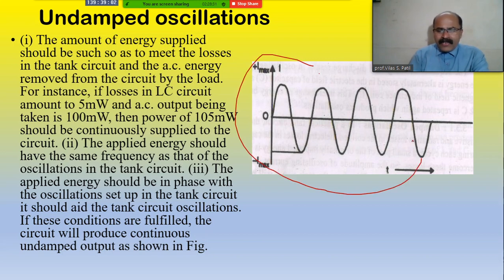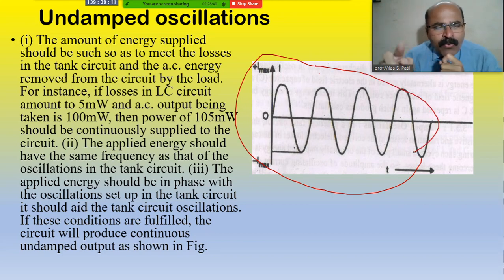This is undamped oscillatory motion. If such a waveform is formed at the output of the oscillator, then that output will be known as an undamped output, and we require such a type of output. Okay, friend, do you have any difficulty?